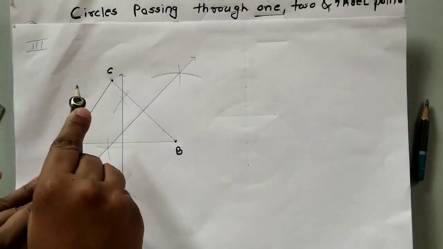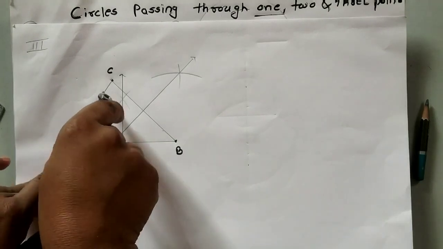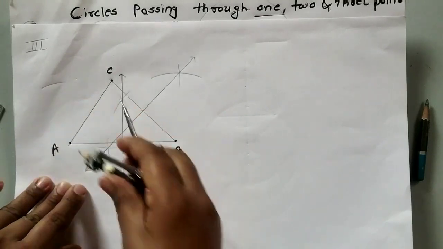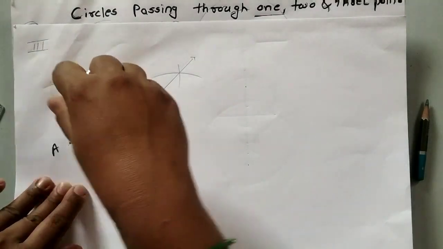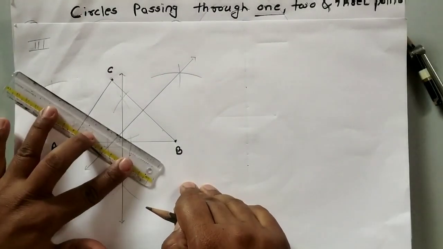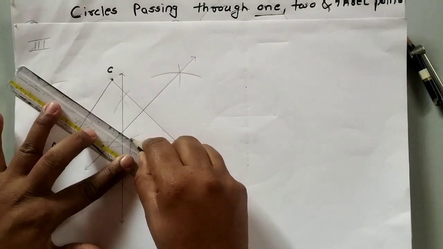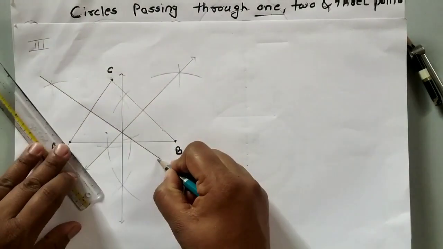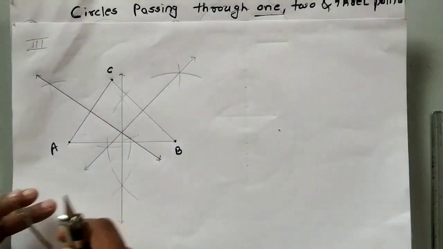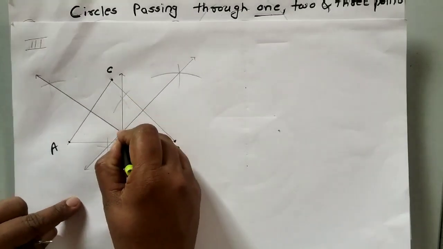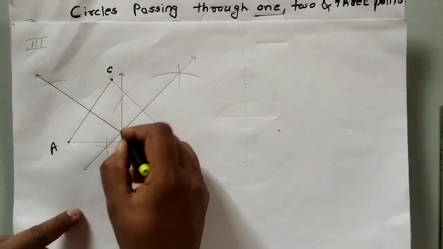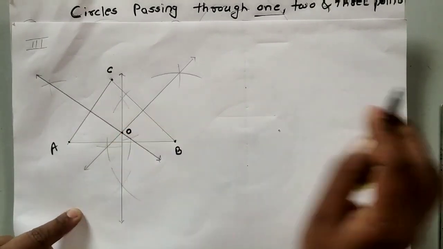Now draw the perpendicular bisector for the third side of the triangle, and that is AC. Okay, so now I will join this. Now I got the point. All the perpendicular bisectors are passing through this point, and this point I will call O.